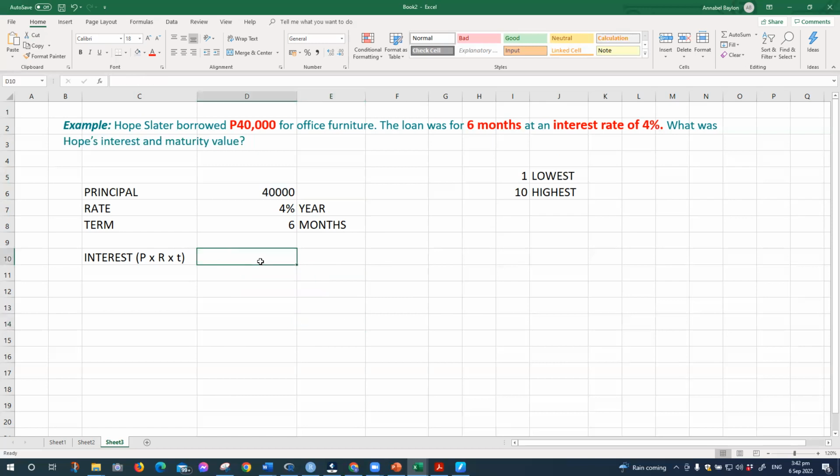The annual interest, so this is equal to, what is our formula? Principal. Sometimes, let me just introduce this.